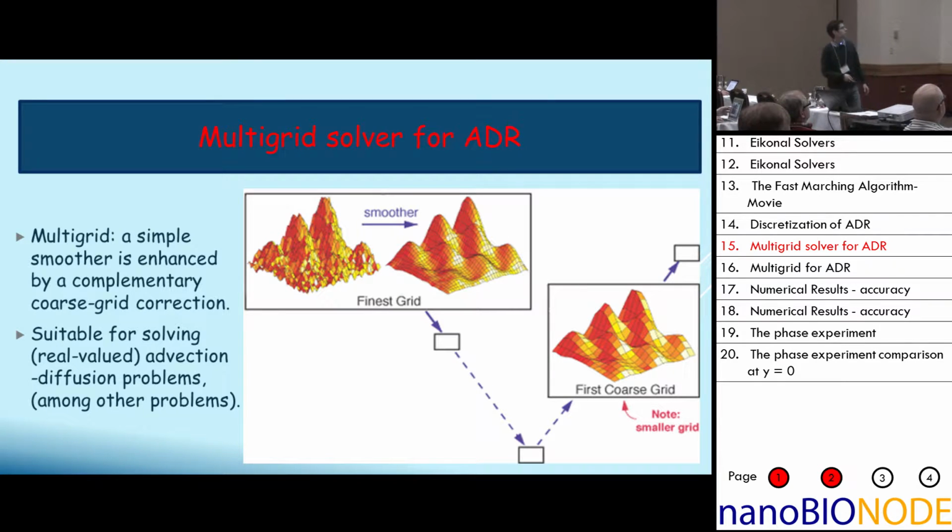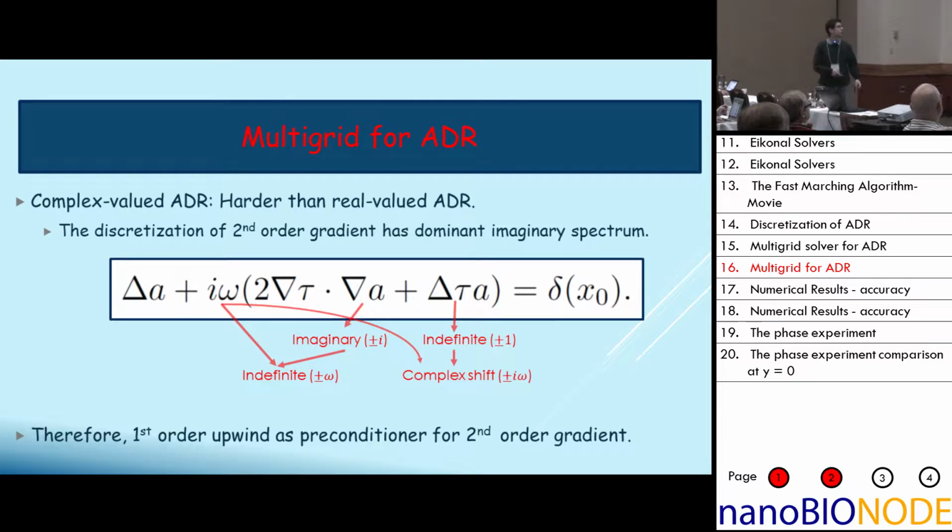And then we use multigrid. So you know this slide. Now I'll say that multigrid is suitable for solving real-valued advection diffusion problems, among other problems, obviously. But here we have a complex-valued equation. So this is harder than the original, the real-valued equation. So here, if you look at the spectrum of the gradient, it has a large imaginary spectrum, which together with i omega here brings us to an indefinite operator. On the other side here, you have a Laplacian.